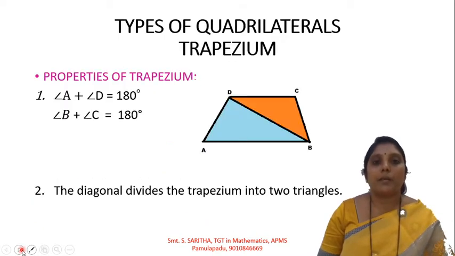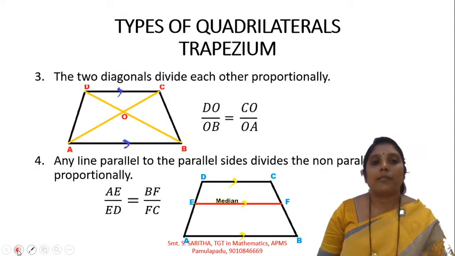About the properties of trapezium. In a trapezium, we find that angle A plus angle D is 180 degrees and angle B plus angle C is 180 degrees. Next, the second property: when you draw a diagonal in a trapezium, it divides it into two triangles. Next, when you draw the two diagonals in a trapezium, they divide each other proportionally. That is, DO by OB is equal to CO by OA.